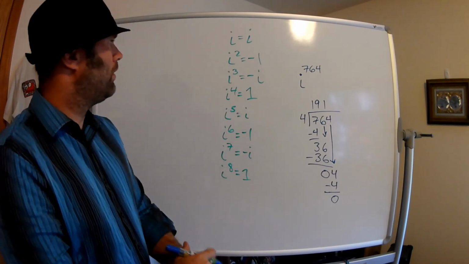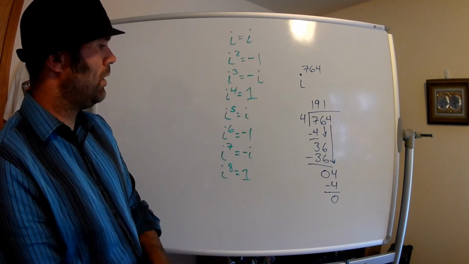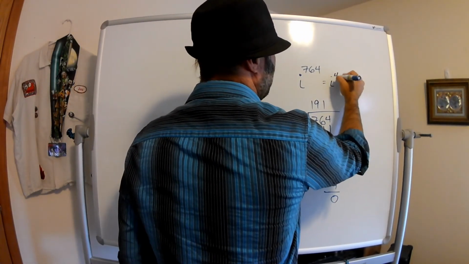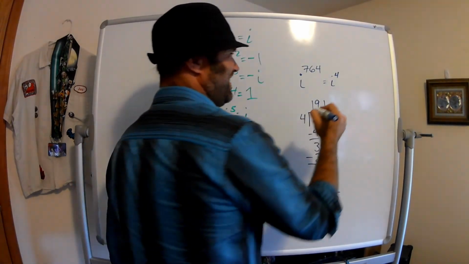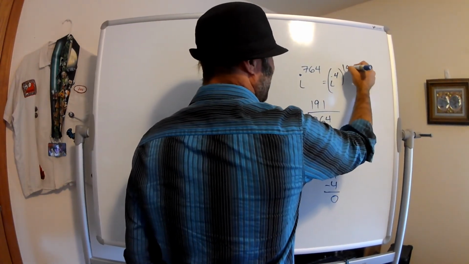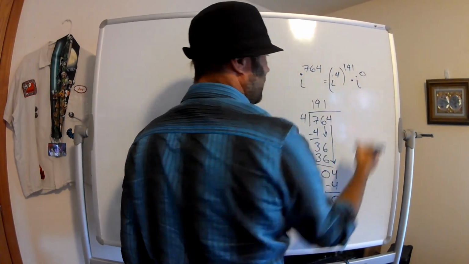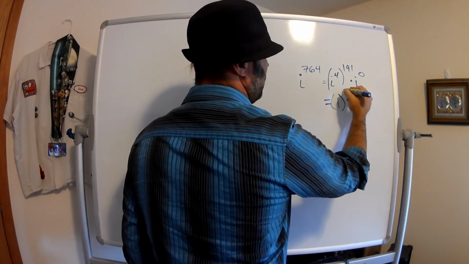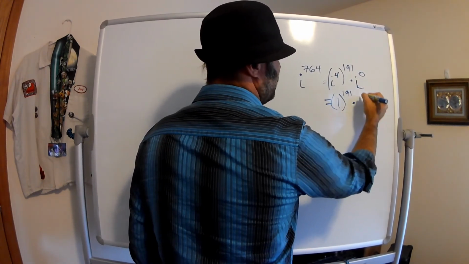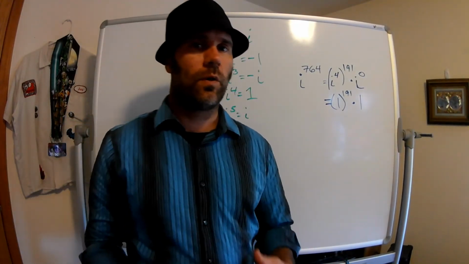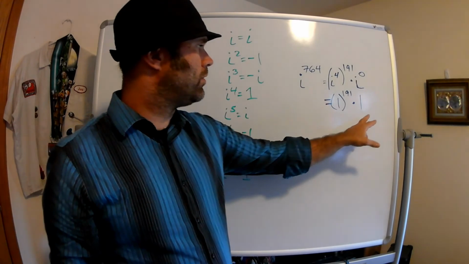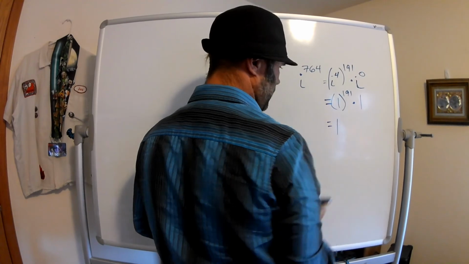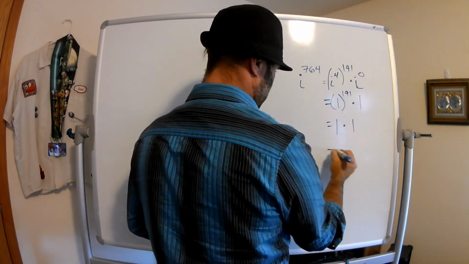So if we get a remainder of 0, then we know that this is I to the 4th raised to the power of 191 times I to the 0. There's no remainder. And so we can rewrite this as 1 to the 191st times 1, because I to the 0, anything to the 0th power is just 1. So we just get 1. And then 1 to the 191st power is still just 1 times 1.